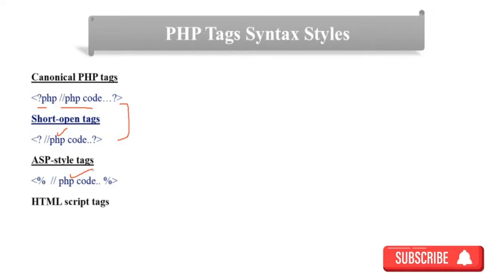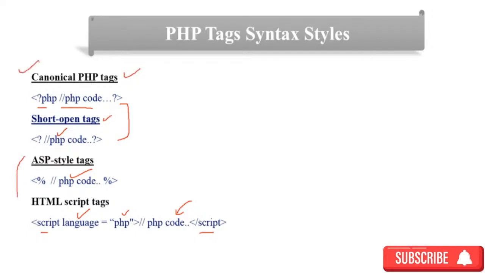And there are HTML script tags, using a script starting tag and ending tag, and providing a language attribute whose value should be PHP. Between that you can write PHP coding inside an HTML document. But most of the time we use two methods, canonical PHP tags and short open tags. You can also use these other methods, but most of the time we use only canonical PHP tags. In this course we also use canonical PHP tags.